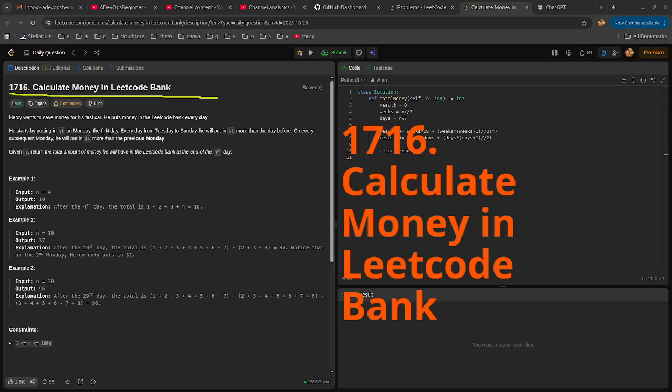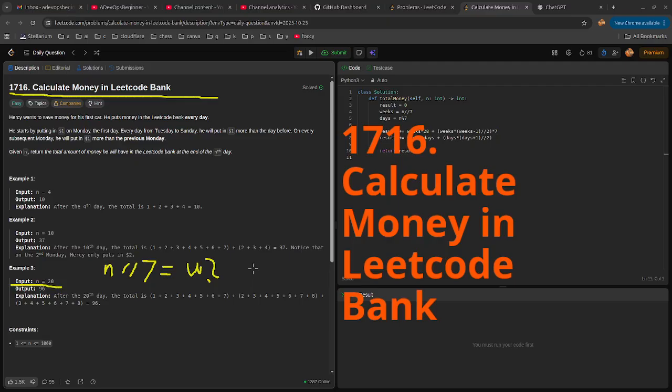Leetcode daily challenge. It is an easy problem today. 1716, Calculate Money in Leetcode Bank. For any given number n, say 20, how many weeks are there in 20 days? N divided by 7.